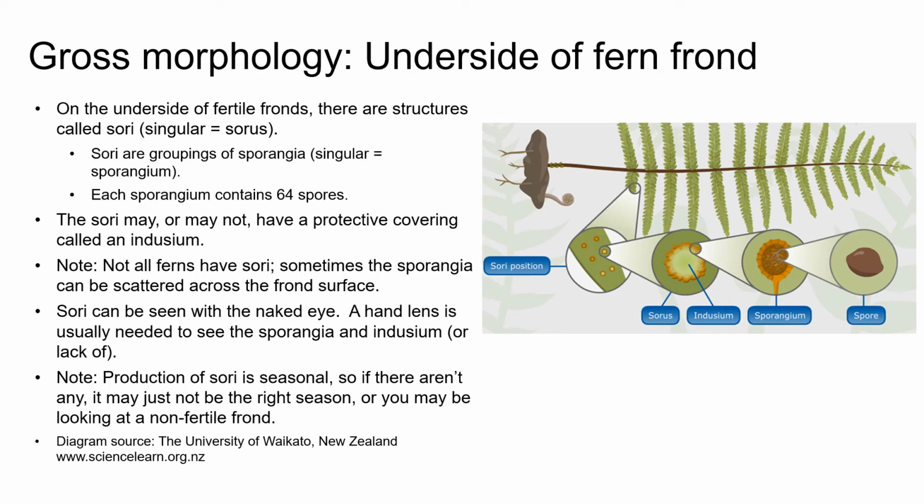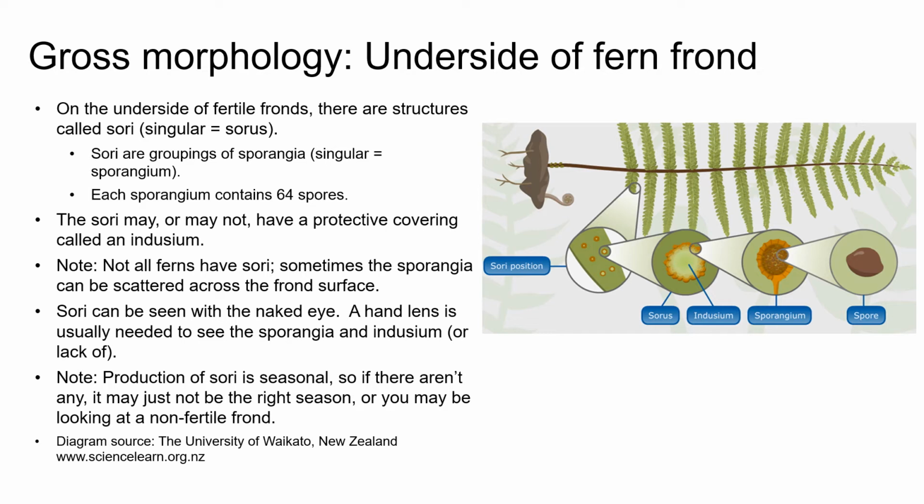You should note that not all ferns have sori. Sometimes the sporangia can just be scattered across the frond surface. The sori are small, but still large enough to be seen with the naked eye. You usually need a hand lens, though, to see the sporangia and indusium.